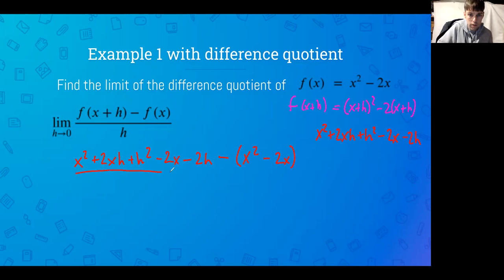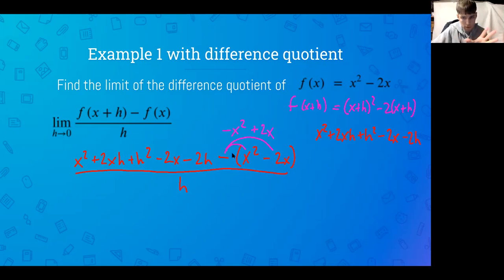And all of this is over h. Now we got to be careful here. This is a place where people make a mistake. They forget to put parentheses around this function. We are subtracting the whole function f of x, so we do want to put that in parentheses. We need to make sure we're distributing that subtraction here. So we end up with minus x squared plus 2x.